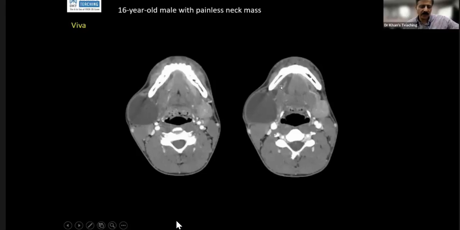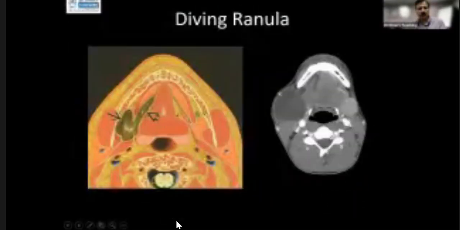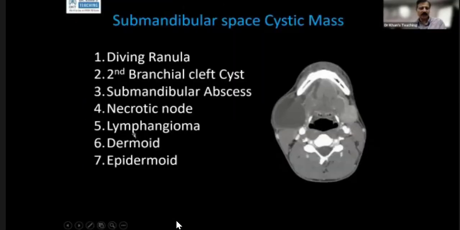It is an extremely important differential diagnosis, which is the differential diagnosis of a cystic lesion in the submandibular region, and an extremely important exam case. I'll show you other examples, but this one is with this tail sign. So this is a plunging ranula, also known as a diving ranula, whatever you want to call it. Part of it is in the sublingual space, part of it is in the submandibular space. And so this differential diagnosis should be in your mind.